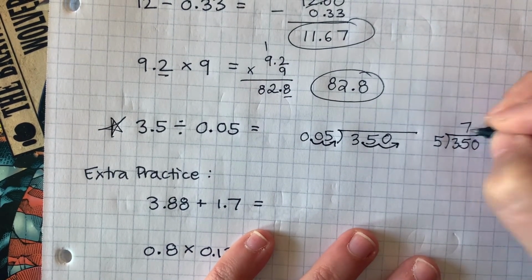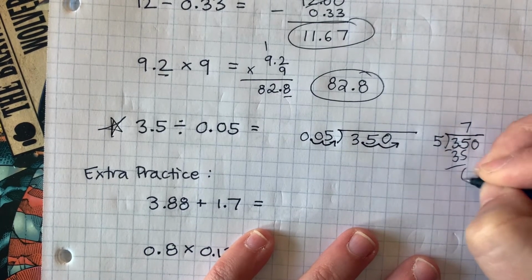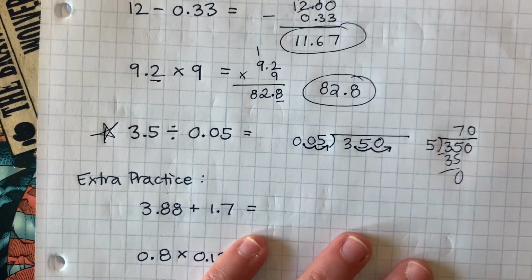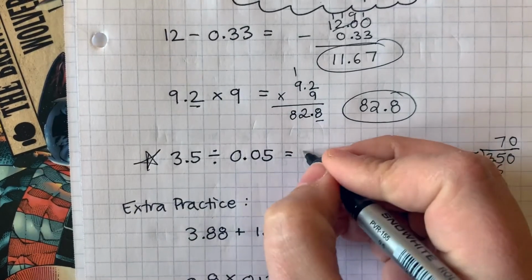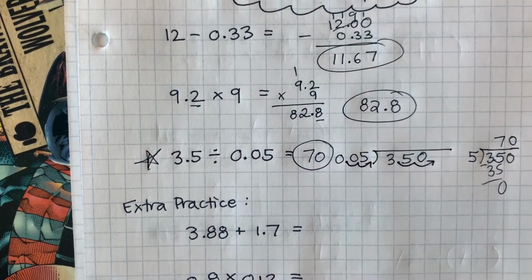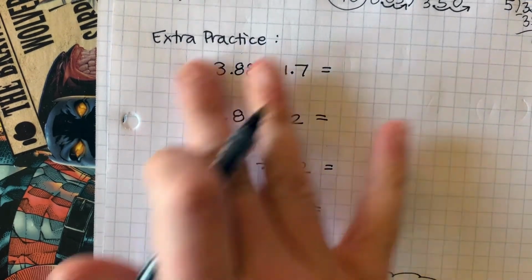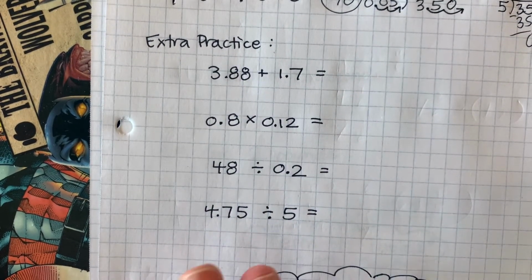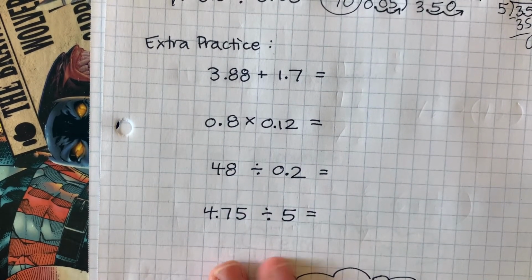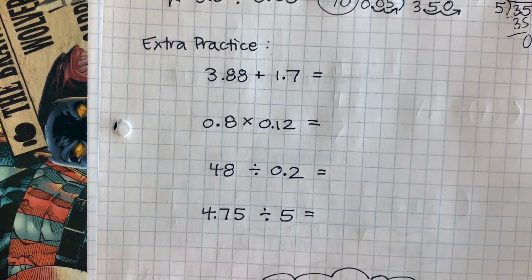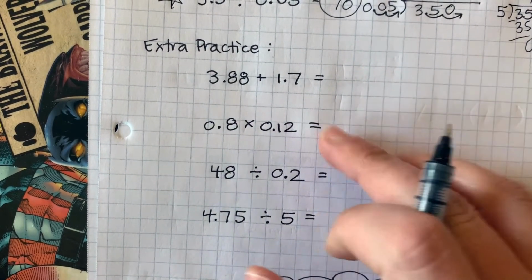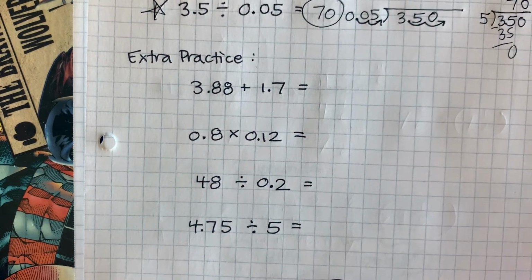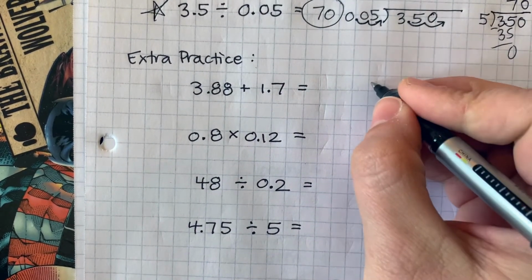5 goes into 35 7 times. And then we just have a 0 here for our 10, 70. Answer is 70. All right, so these problems are not on the study guide, just in case you want to do some extra practice. So I'm going to solve these silently, and I'm going to insert some lovely music so you can watch me solve them.